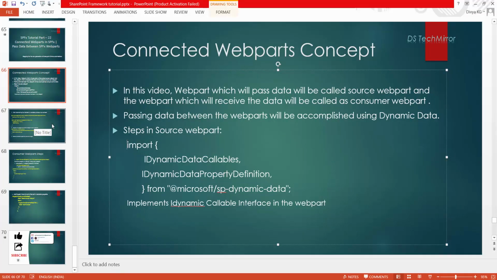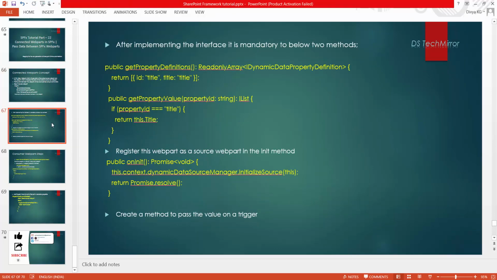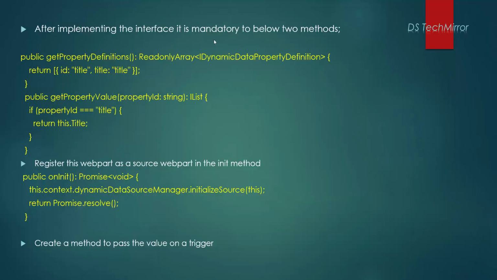Moving further, once I implement this IDynamicDataCallable interface, another important thing is, after implementing the interface, it is mandatory to write these two methods. Once you implement the IDynamicDataCallable interface in your source web part, it will start giving you an error if you do not add these two methods, that is getPropertyDefinitions and getPropertyValue. So I have to add these two methods. These are very simple methods.